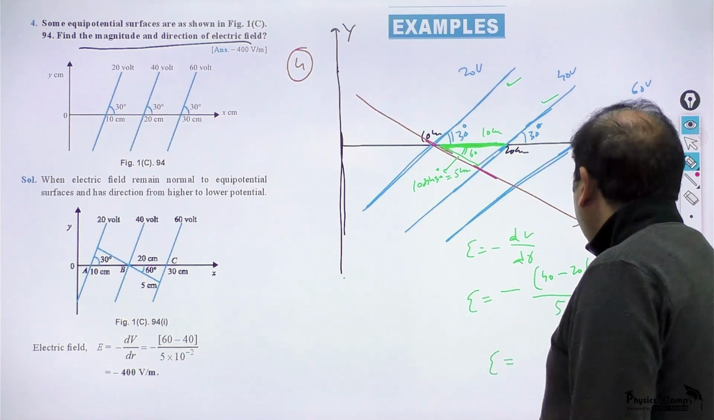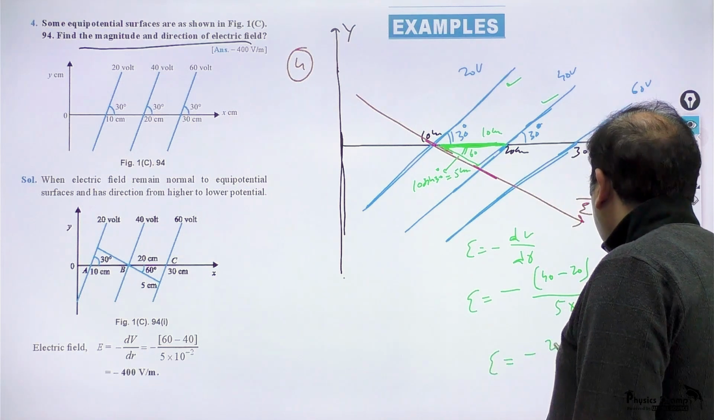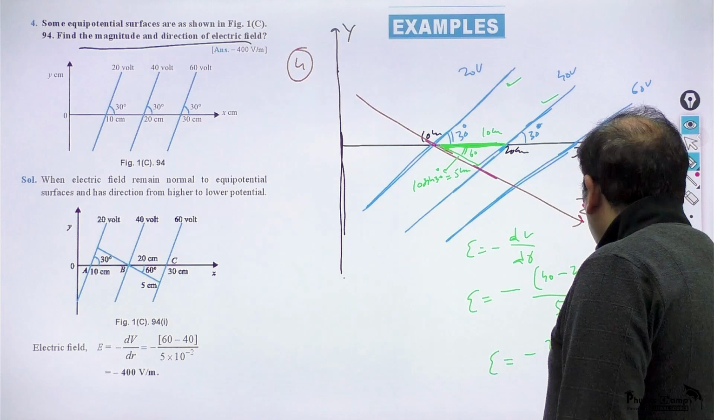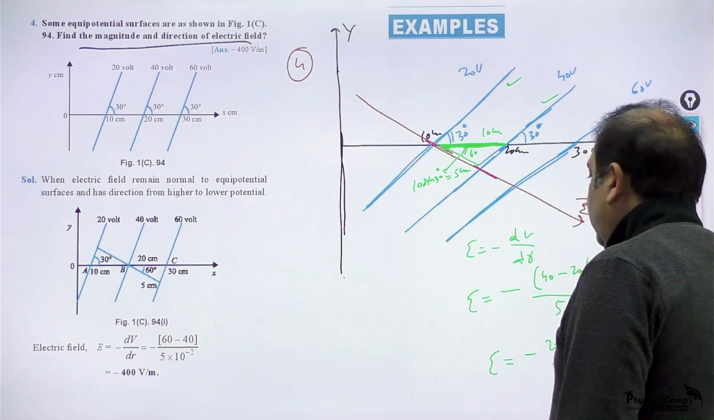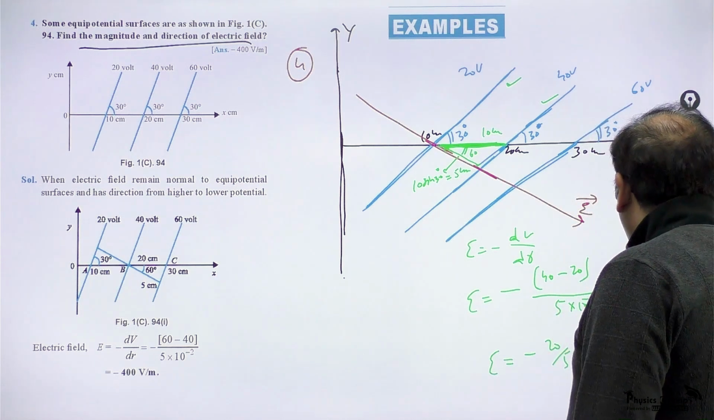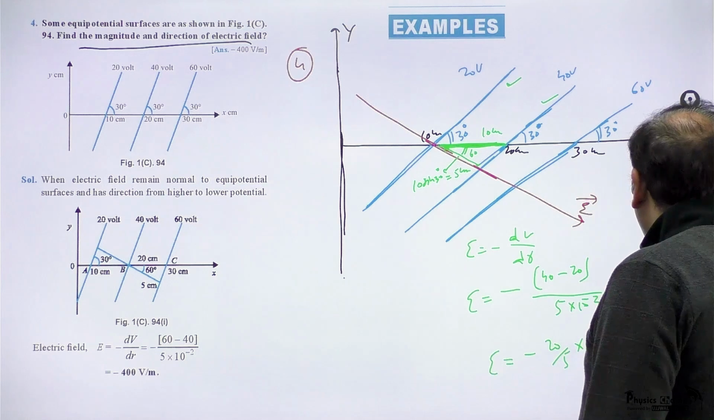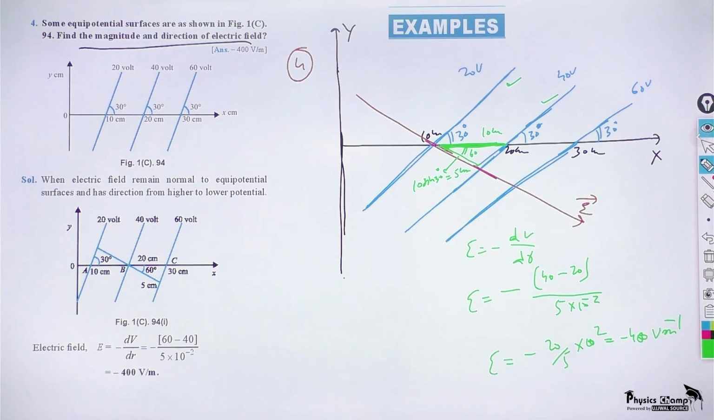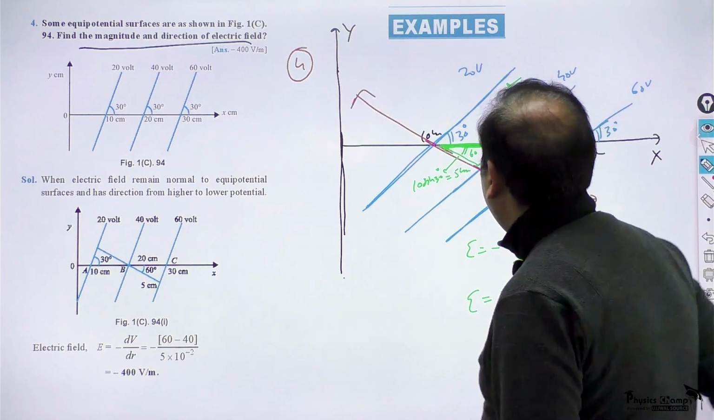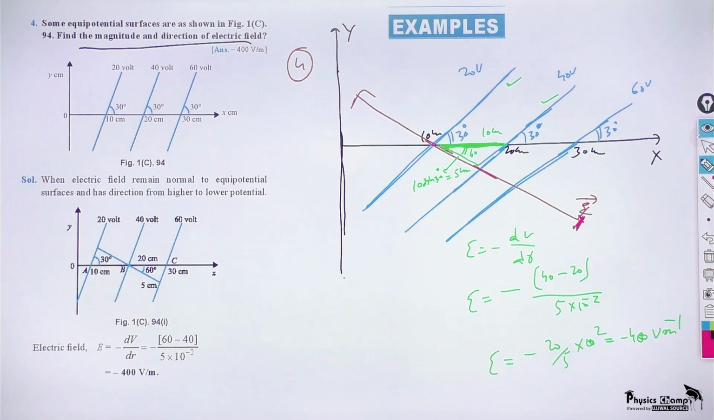So electric field will be minus 20 by 5 into 10 to the power minus 10 to the power 2. So minus 400 volt per meter. So the electric field will be minus 400 volt per meter. Minus is showing direction of electric field in the direction of high to low potential. So electric field should not be here, in fact. The electric field should be here, from high to low potential. So that's how this question number 4.